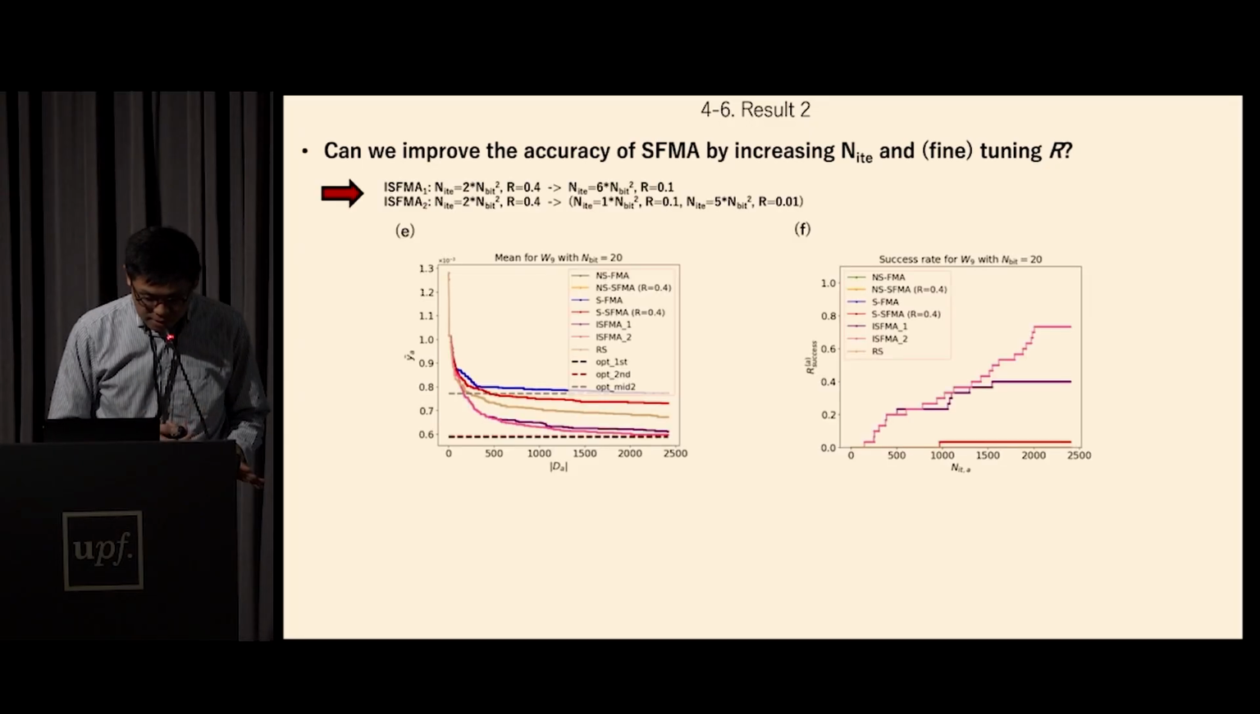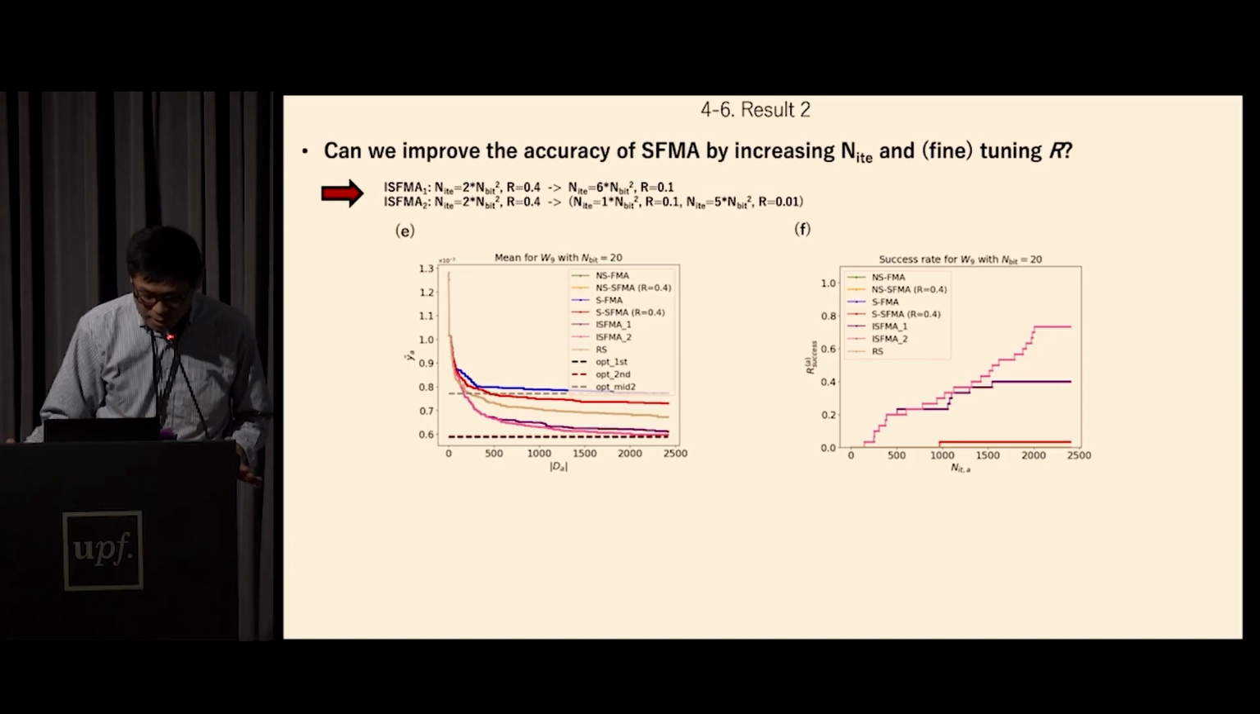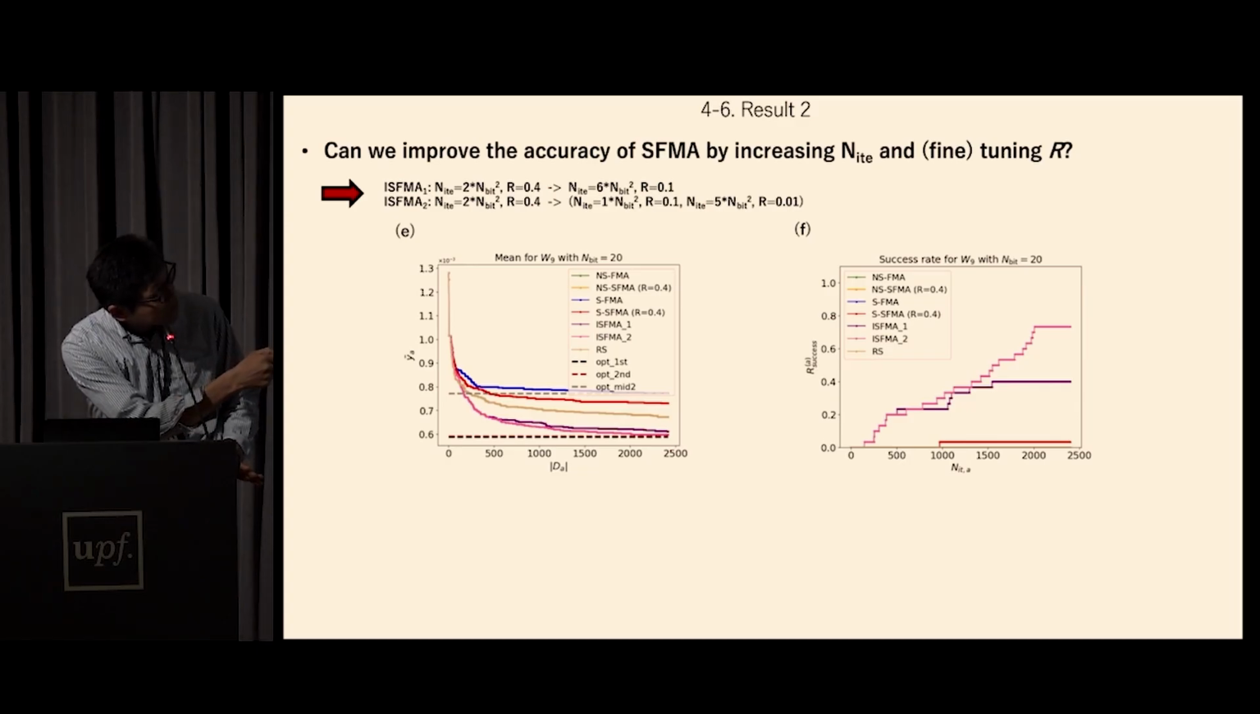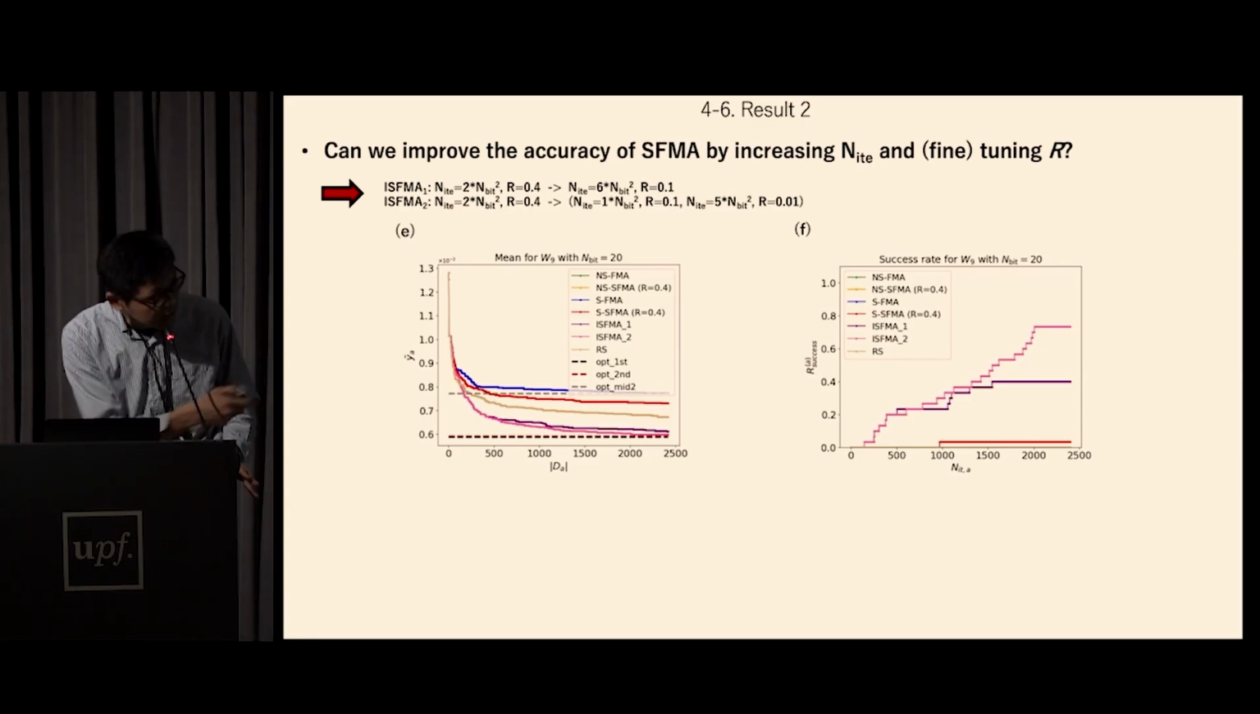And we did this in two ways. The first one is we extended the iteration number from 2n squared to 6n squared, while we lowered R from 0.4 to 0.1. And in the second way, we ran two SFMA with two parameter settings. First, we ran the SFMA with the iteration number set to 1n squared and R 0.1. And the second, 5n squared with 0.01, which is 10 times smaller than the first R value.